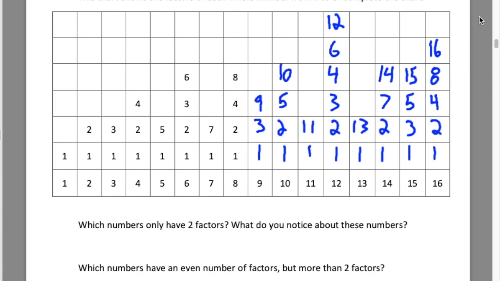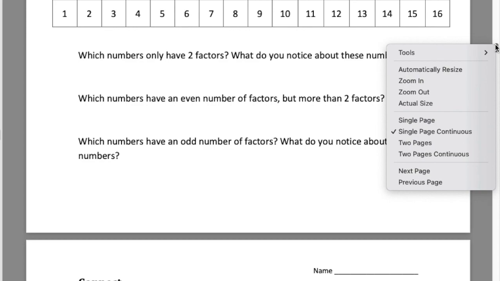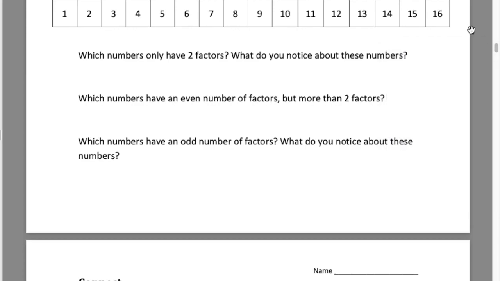So now that we've got our chart completed, we're going to scroll down, and we're going to try and answer a couple of these questions. So the first one says, which numbers have only 2 factors? Well, if we look at our chart above, those are all the numbers that are only divisible by 1 and itself, and that's numbers like 2. We also have the numbers 3, 5, 7, 11, and 13.